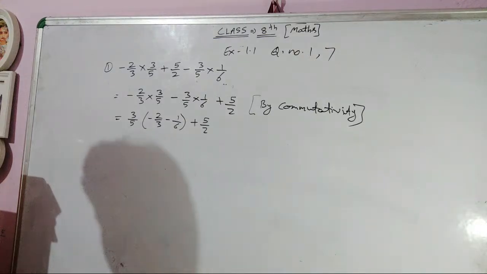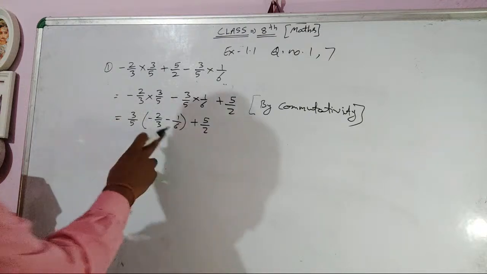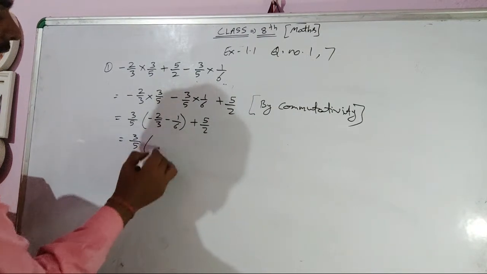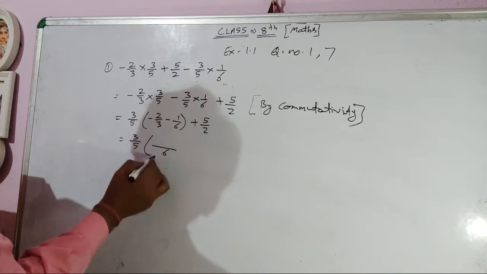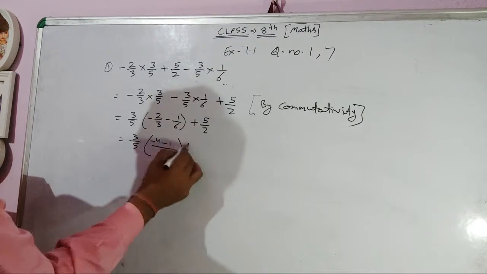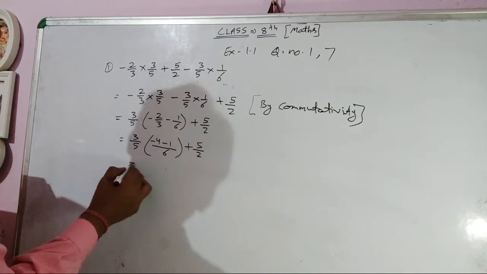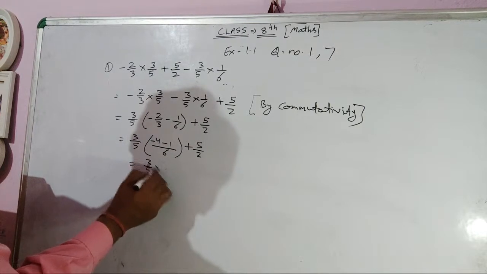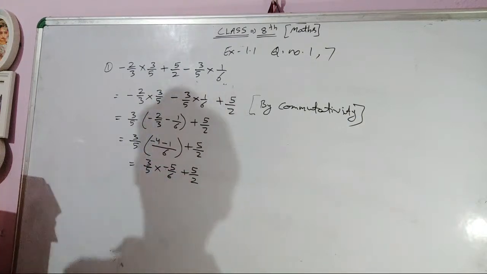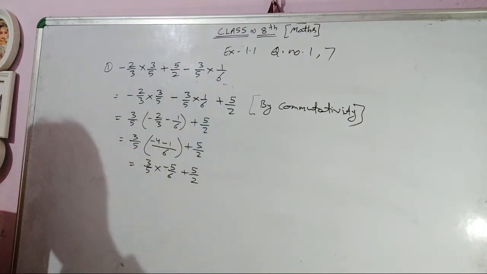Now, what can we do? Just simply solve this bracket. What will happen? 3 upon 5. If you take the LCM as 6, then this one will become minus 4 and this is minus 1, plus 5 upon 2. So simply this one will become 3 upon 5 multiplied by minus 5 by 6, plus 5 upon 2, right?